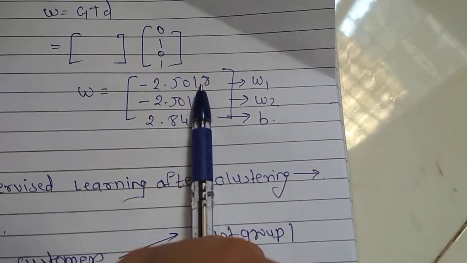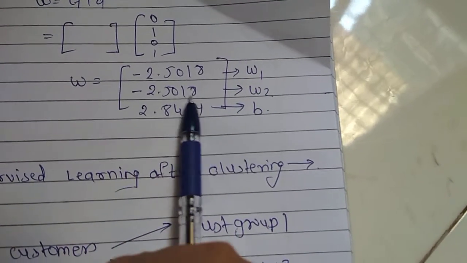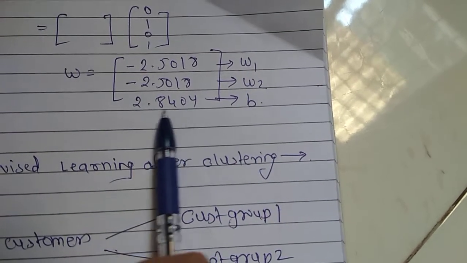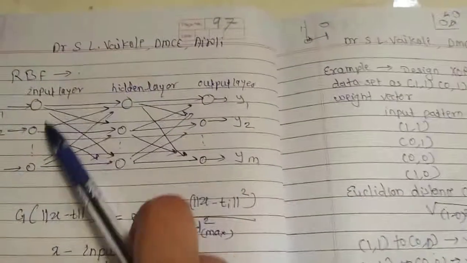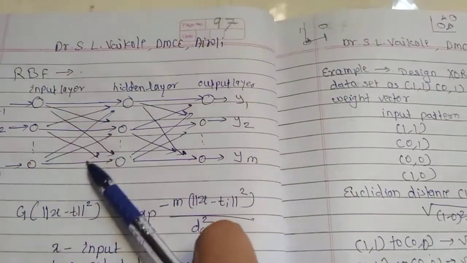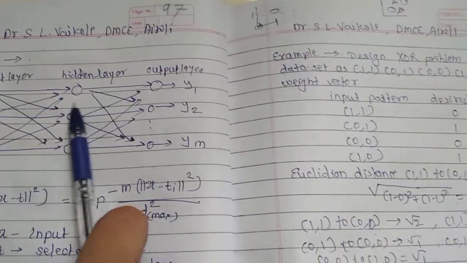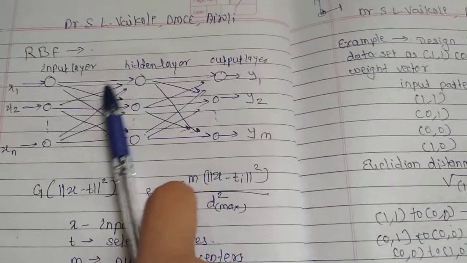So the first value is for the first selected center W1. Then the second value is the W2 for the second selected center, and the third value is of the bias. So using this type of learning strategy, the weight matrix is calculated. So the clustering is done using this weight matrix and the bias, and then this is given to the output layer. So this is the working of radial basis function.